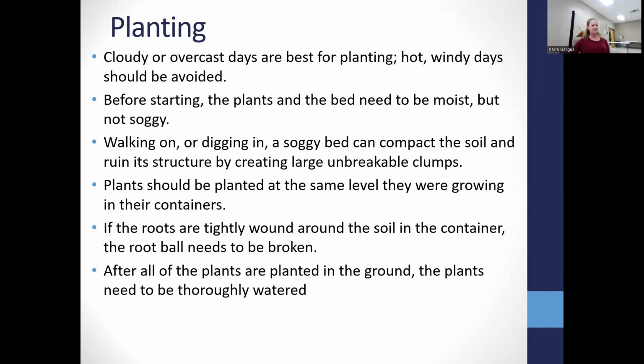Just hold off on planting because you don't want to plant when it's really wet. If you can. I know, if you're a landscaper, you've got a job to do.